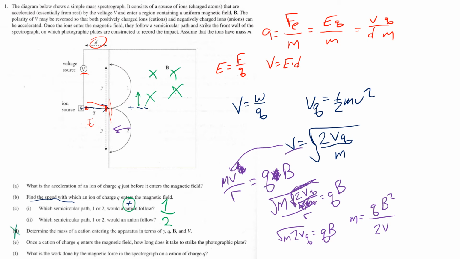Okay. So what's the last one over here? Or, well, there's 2 more, I guess. New color. Once a cation of charge Q enters the magnetic field, how long does it take to... Oh, sorry. We're not quite done yet with that one. Oh, no. Sorry, yeah, we are. No, we're not.